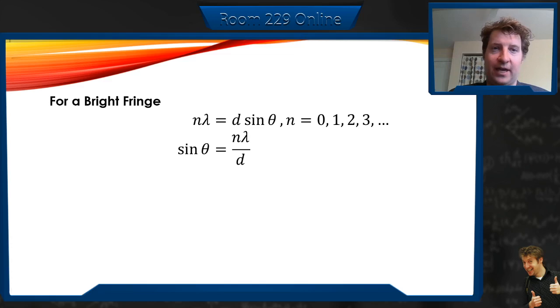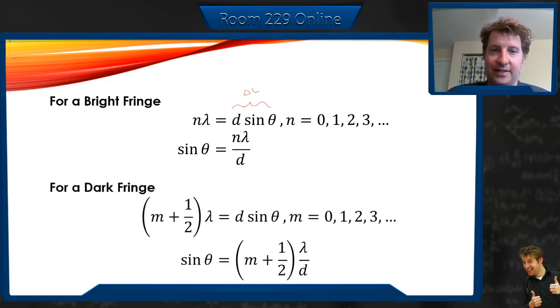So for us to have a bright fringe, or a bright spot, we have to have some path length difference. Remember, this is the path length difference. So that path length difference there has to be equal to some integer multiple of lambda. So then the sine of my angle has to be equal to n lambda over d, where d is the space between the two slits. And for a dark fringe, it has to be some half integer of lambda.